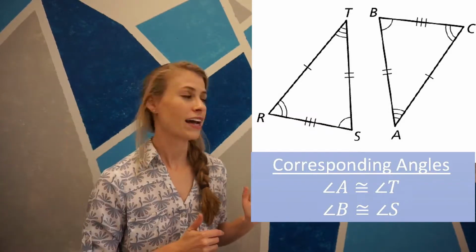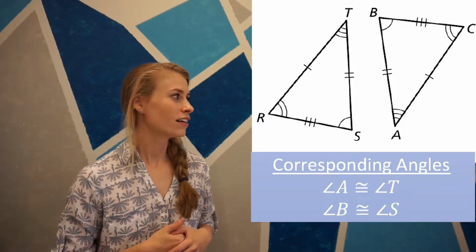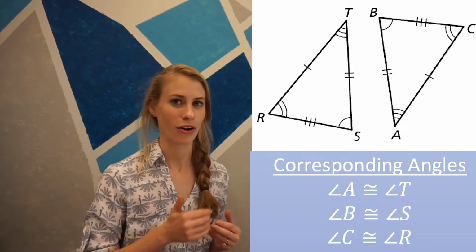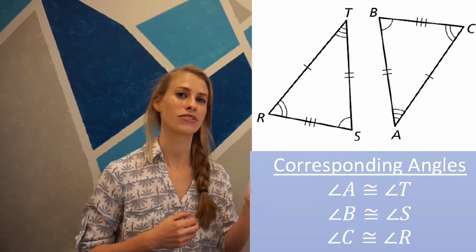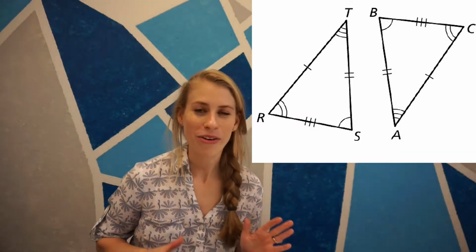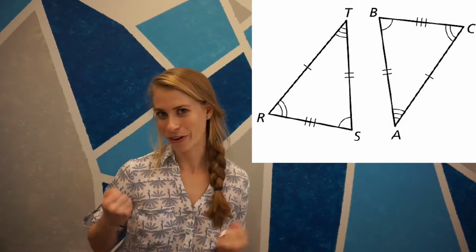Last angle. Angle C has 2 curves inside. And we also notice that angle R also has 2 curves inside. So it lets me know that angle C is going to be congruent to angle R. Now that we found our corresponding angles and that they're congruent, let's do the same thing for our sides.